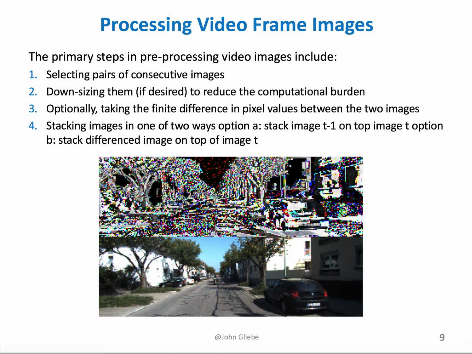Either way, you wind up stacking images one on top of the other, as shown in the diagram below, where I've actually used the finite difference method. So the lower image represents the frame at time t, and the differenced image above that is the difference between that one and the previous image at time t-1.